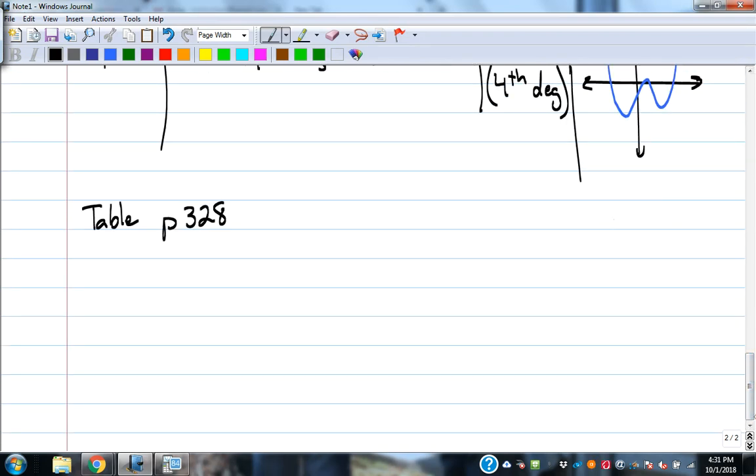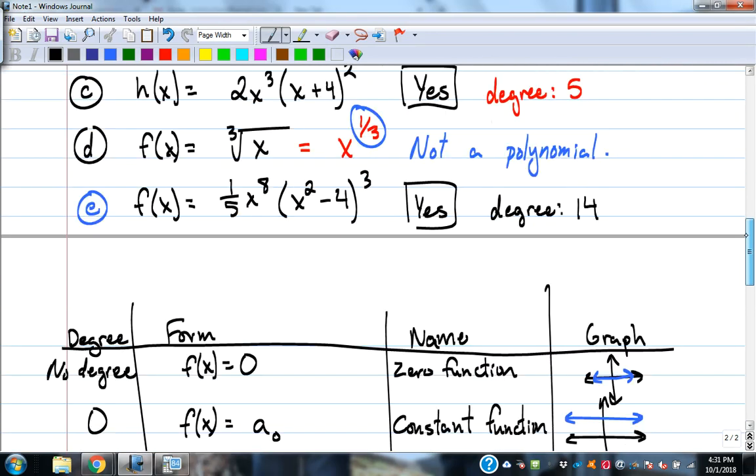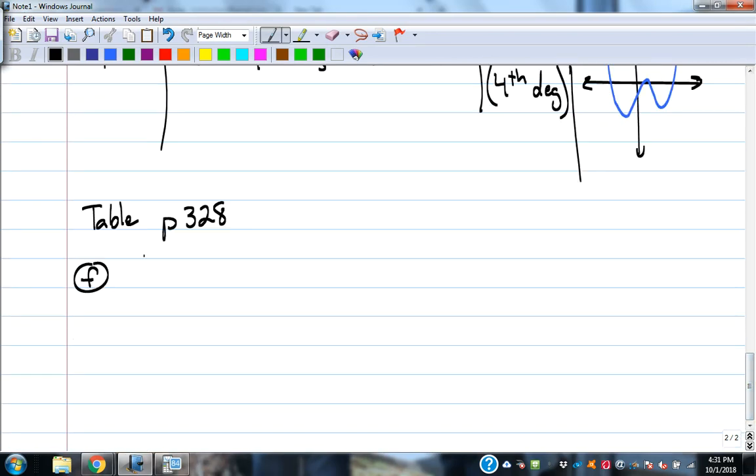Okay, so let's just look at some general graphs of some polynomials here. Example F. We're going to graph, and I'm going to use the graphing calculator to do this. f of x is equal to 1/2 (x minus 1) to the 4th power. Okay?